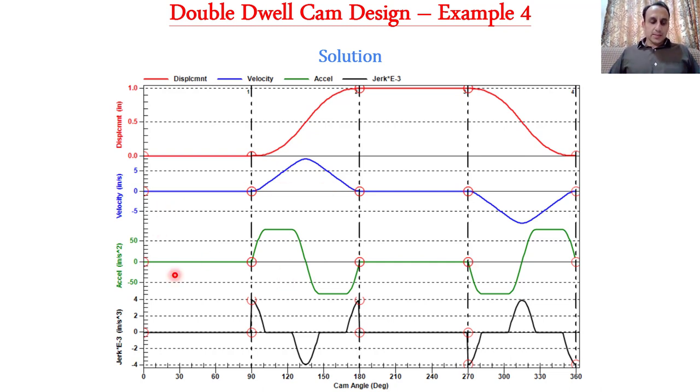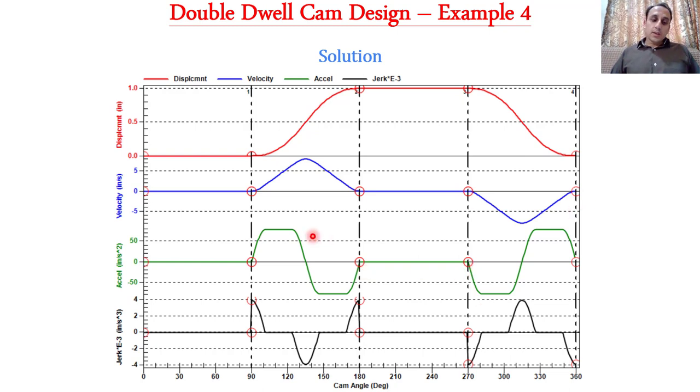So now we will analyze this SVAJ diagram. I'm using the software DynaCam in order to get those diagrams. Okay, so we started with this one. Now the acceleration function has come. From the acceleration function, we can get the velocity function, we can get the displacement function, and we can get the jerk function. If you look at the velocity function, it is very much continuous. It means it's acceptable. The acceleration function is also continuous.